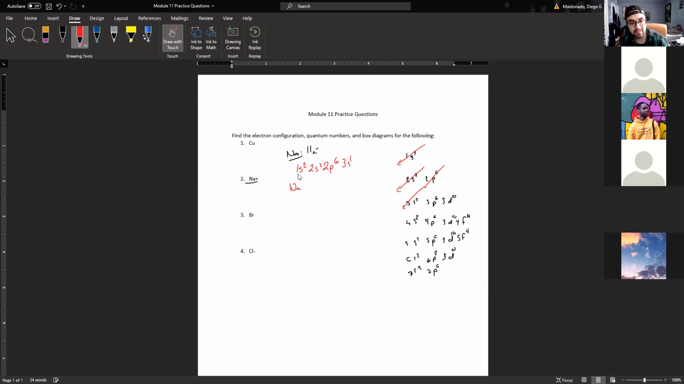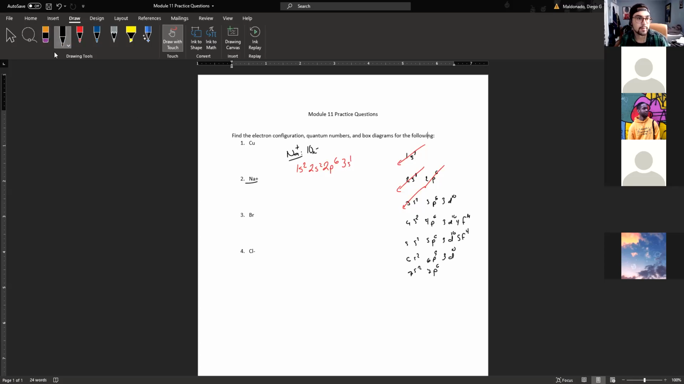Okay, but the question is asking for sodium 1+. So Na. For the sodium ion, what is my electron configuration? How many electrons does the sodium ion have? It's going to lose one, so it'll be 10.